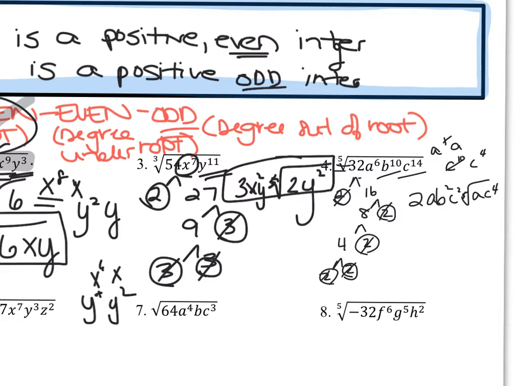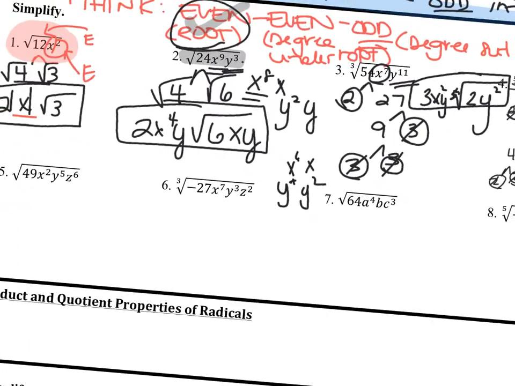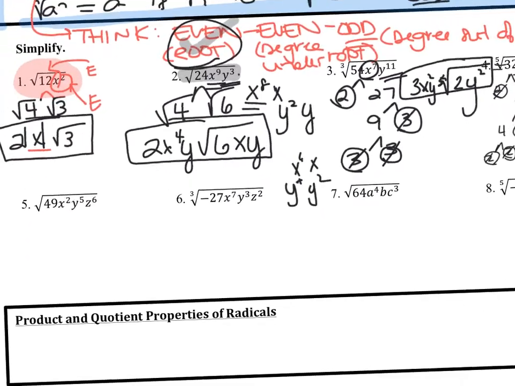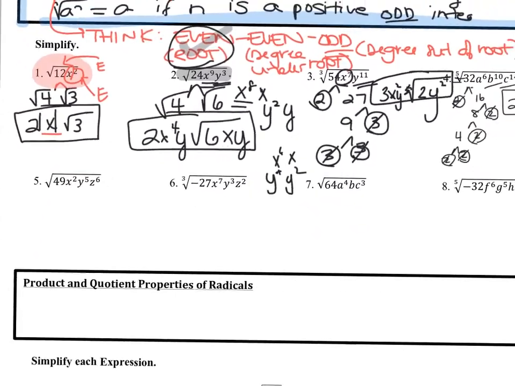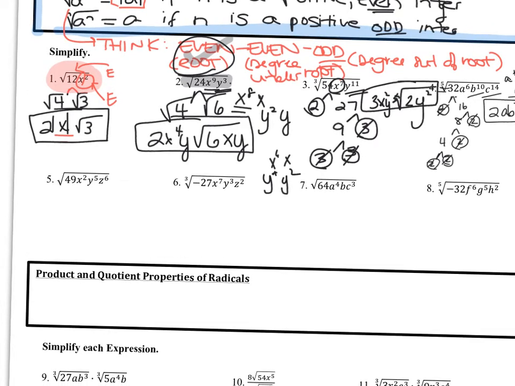Do I have to do this even, even, odd trick with the absolute values? No, because 5 is an odd root. So I want you to go ahead and try 5 through 8 on your own. Remember, if it's an even root, you have to look for the even, even, odd values. When you finish, you can go ahead and unpause this video and the answers will be on the screen.